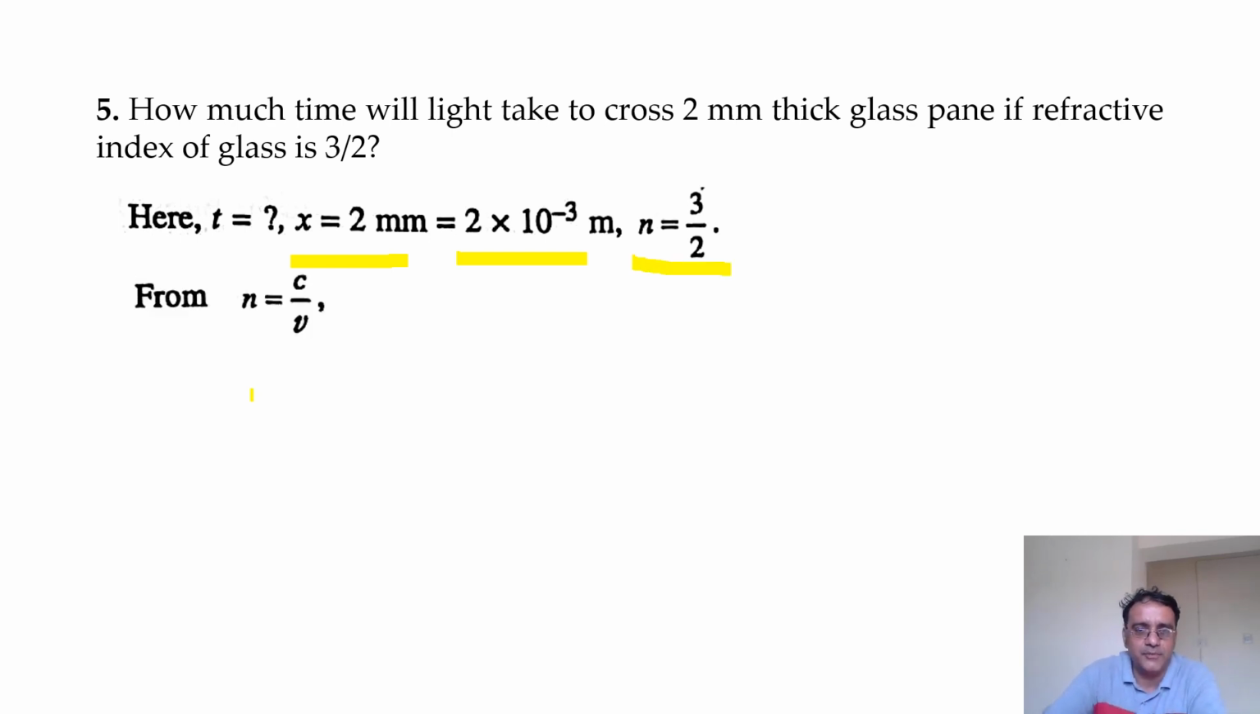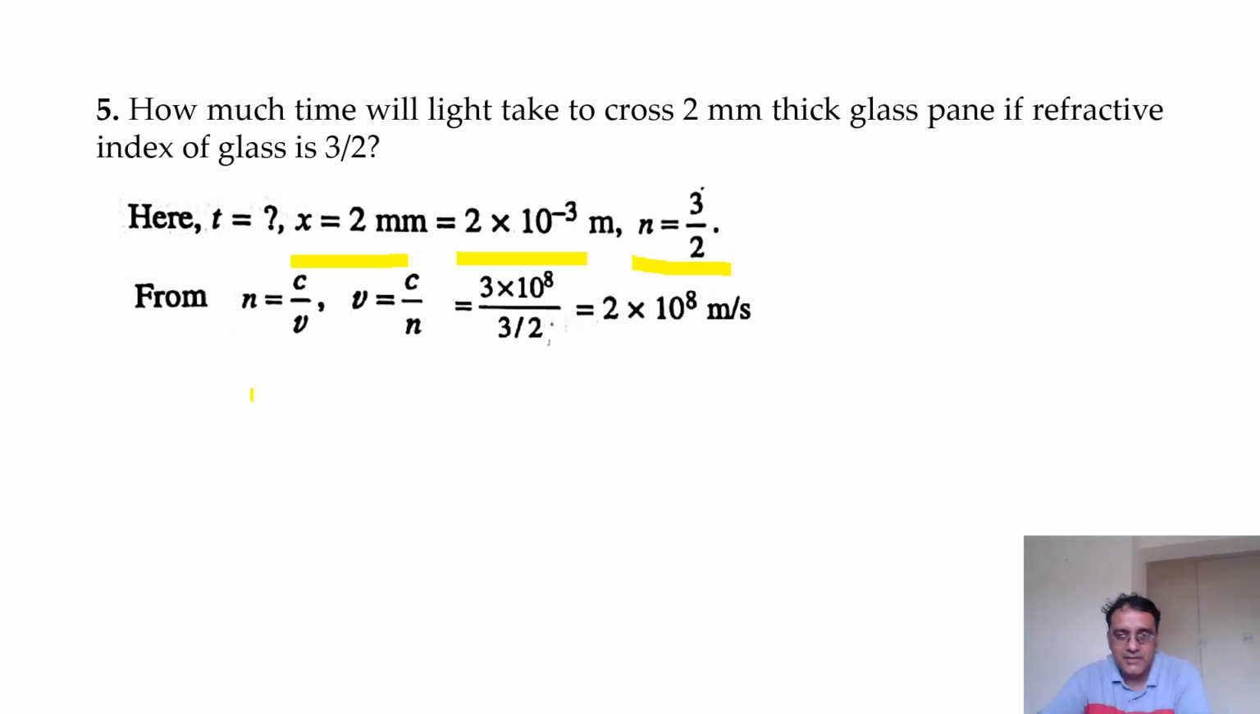So we'll use this formula, n is equal to C by V, right? And we need to find V first, speed निकालना है. टाइम के लिए we require speed. So V is equal to C by n. Now what is C? C is the speed of light in air. So that is 3 into 10 to the power 8 by 3 by 2. We'll get 2 into 10 to the power 8. Okay. So इतना मिल गया.